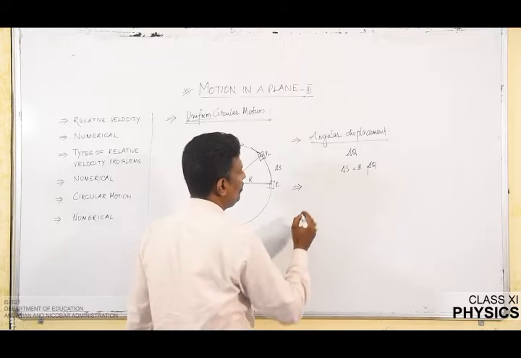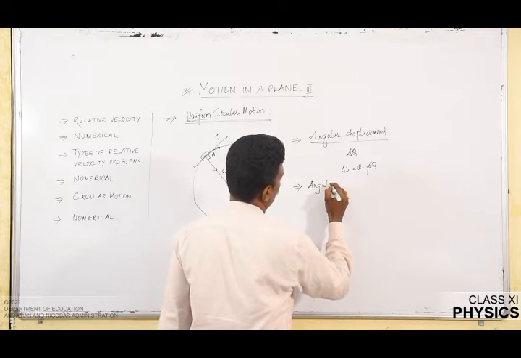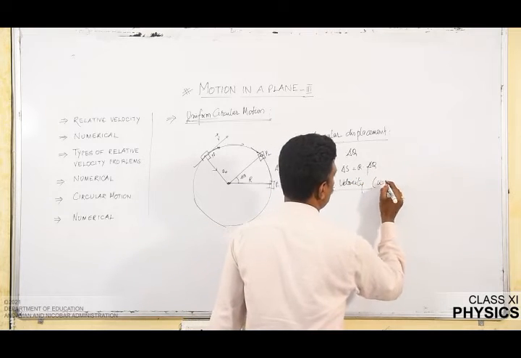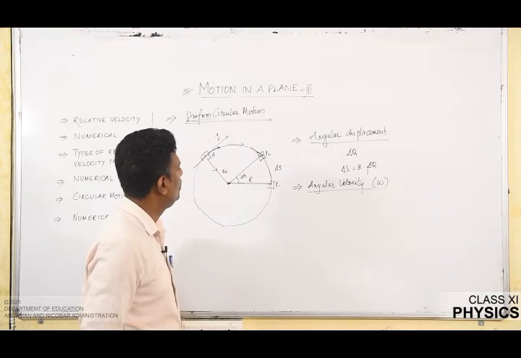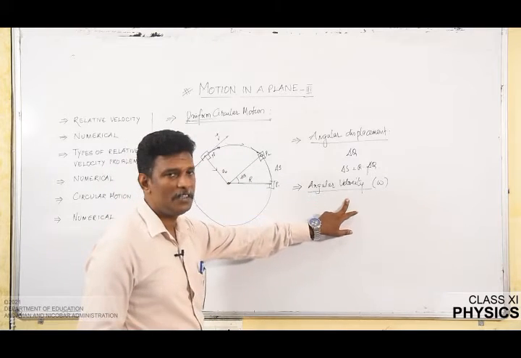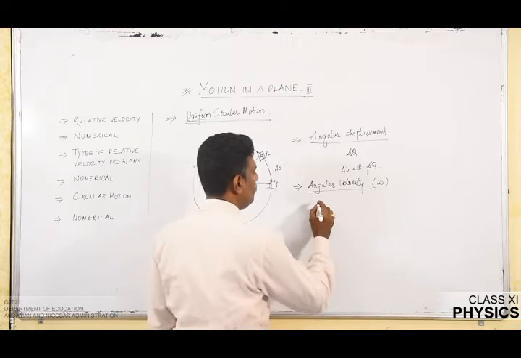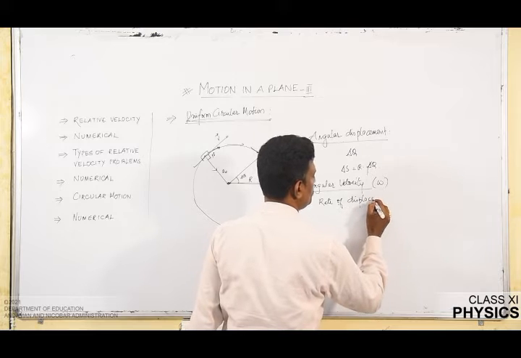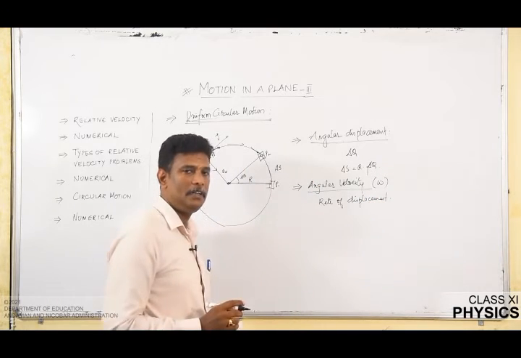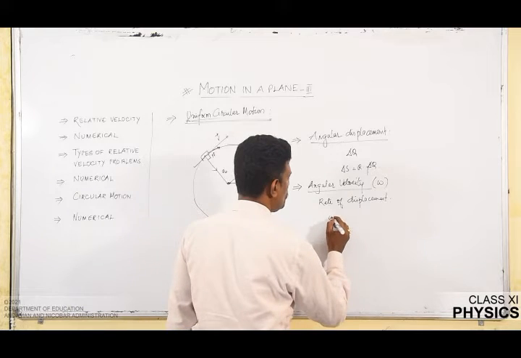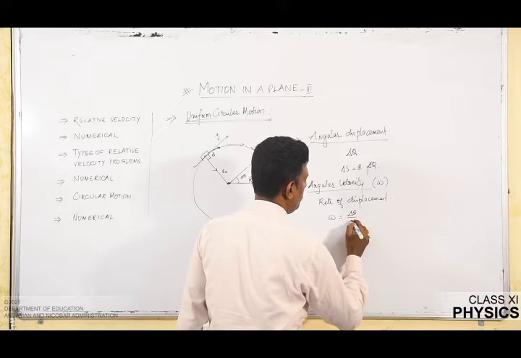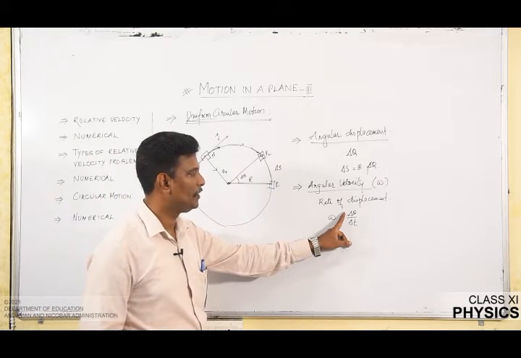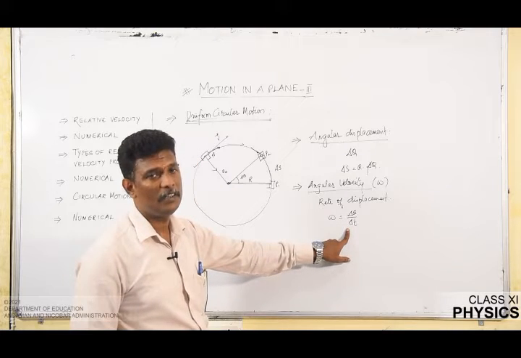Next is angular velocity, denoted by omega. We know what velocity is. Velocity is the rate of displacement. So, we can write omega is equal to del theta by del t, where del theta is the angular displacement, del t is the time.